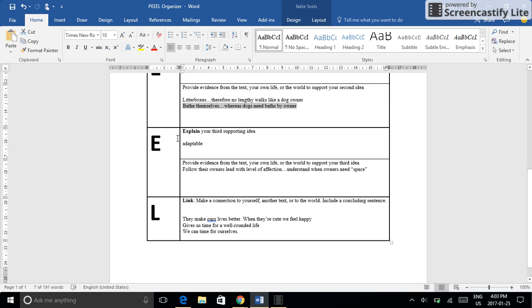As I progress through my organizer, I'm going to explain a third supporting reason why cats are the world's best pet.